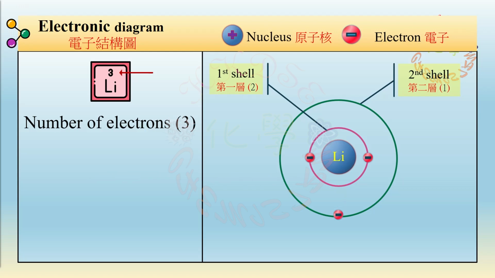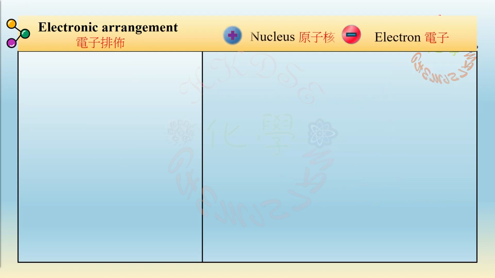The same process of filling up shells applies to larger atoms. You always start with the lowest available shell, and whenever a shell is full, the next electron to be added goes into the next shell. What you need to know is how many electrons can occupy each shell. And the electronic arrangement of a lithium atom is 2, 1, shown by Figure 2. We will take another example, the magnesium atom.